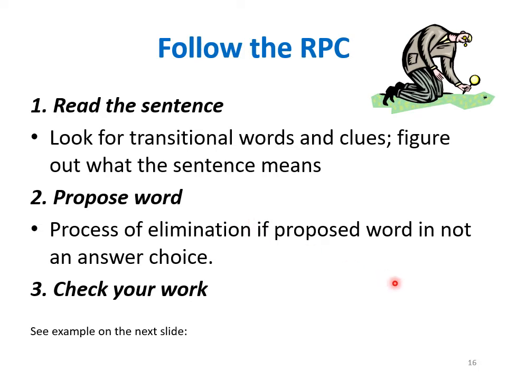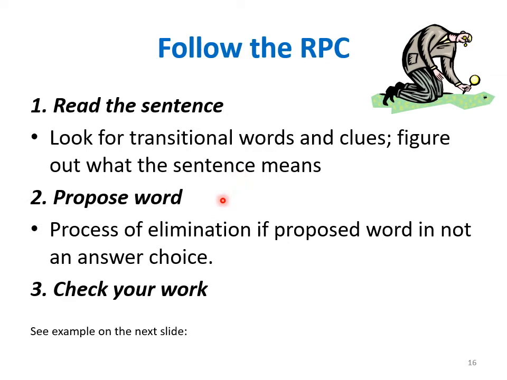Follow the RPC method. What is that? Read the sentence, R. Look for transitional words and clues to figure out what the sentence means. Transitional words are, however, nonetheless, on the other hand, contrary to this. So that tells you whether the information that is coming after this is opposite to the one that is before that word, contradicting, or is it addition? So that gives you an idea.